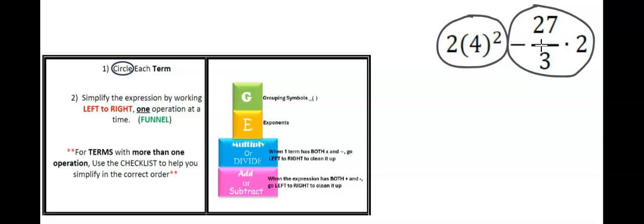Okay, the next thing you need to do is use this chart to figure out what to do first on this term. Are we going to multiply 2 times 4 first, or are we going to square 4 first? We're going to raise it to the second power. Okay? And then you're going to do the same for this one. We have two operations, division and multiplication. Are we going to divide 27 and 3 first? Or are we going to multiply 27 thirds times 2 first? What are we going to do first for this one?